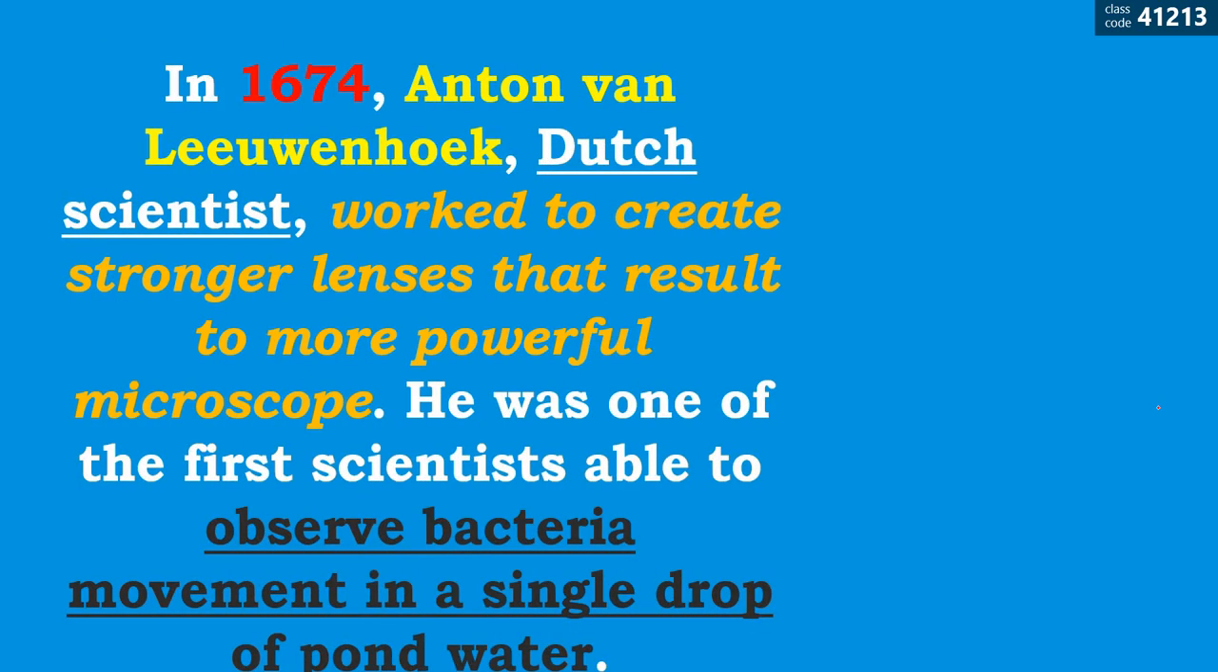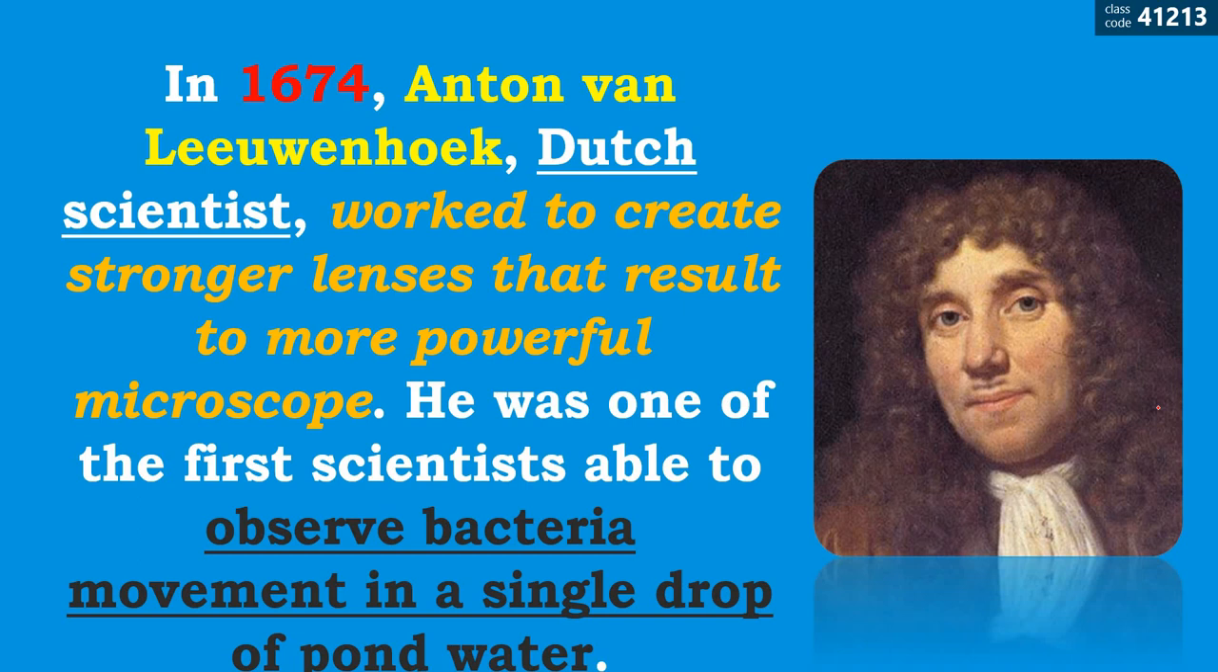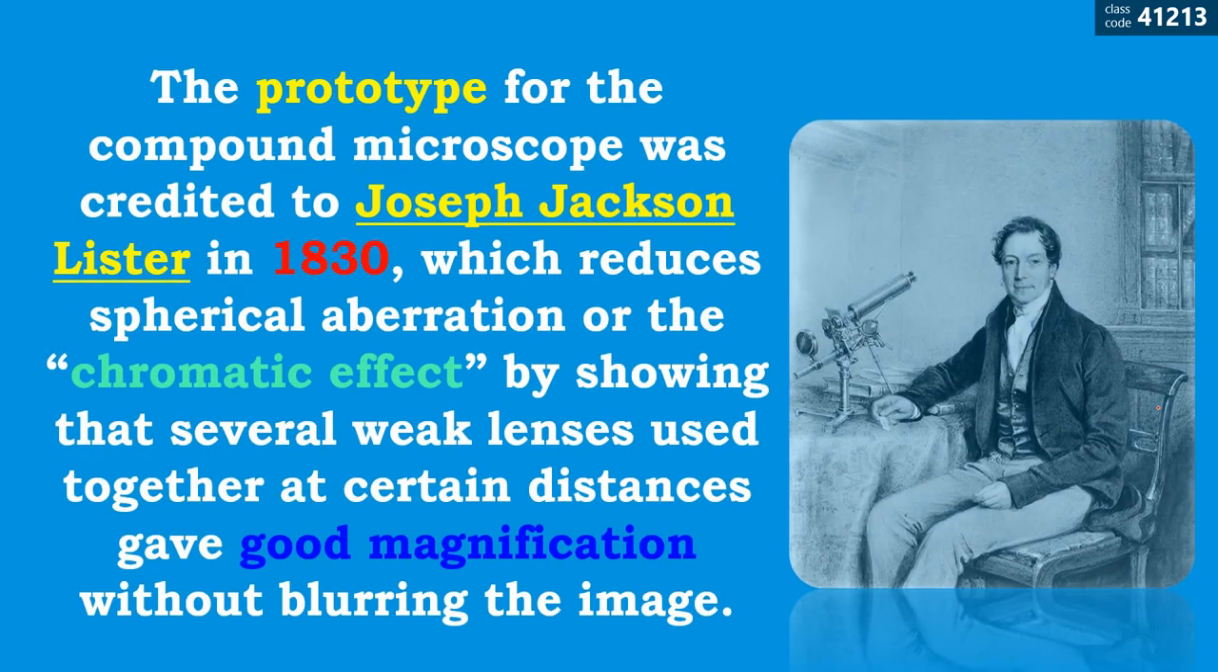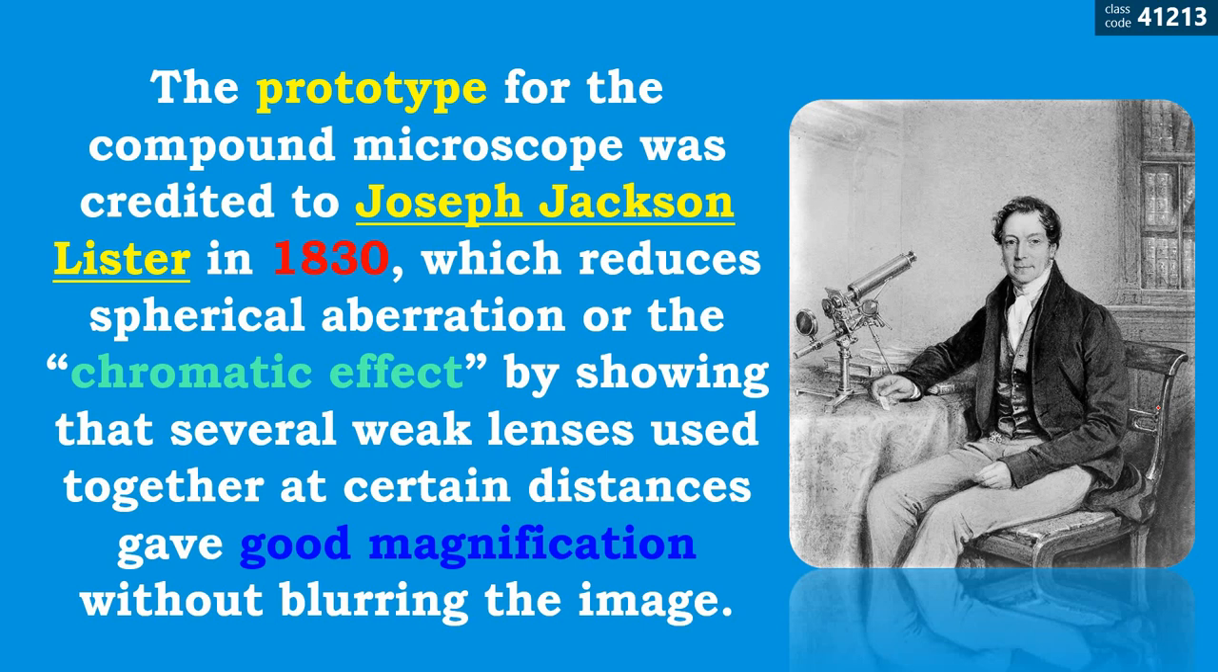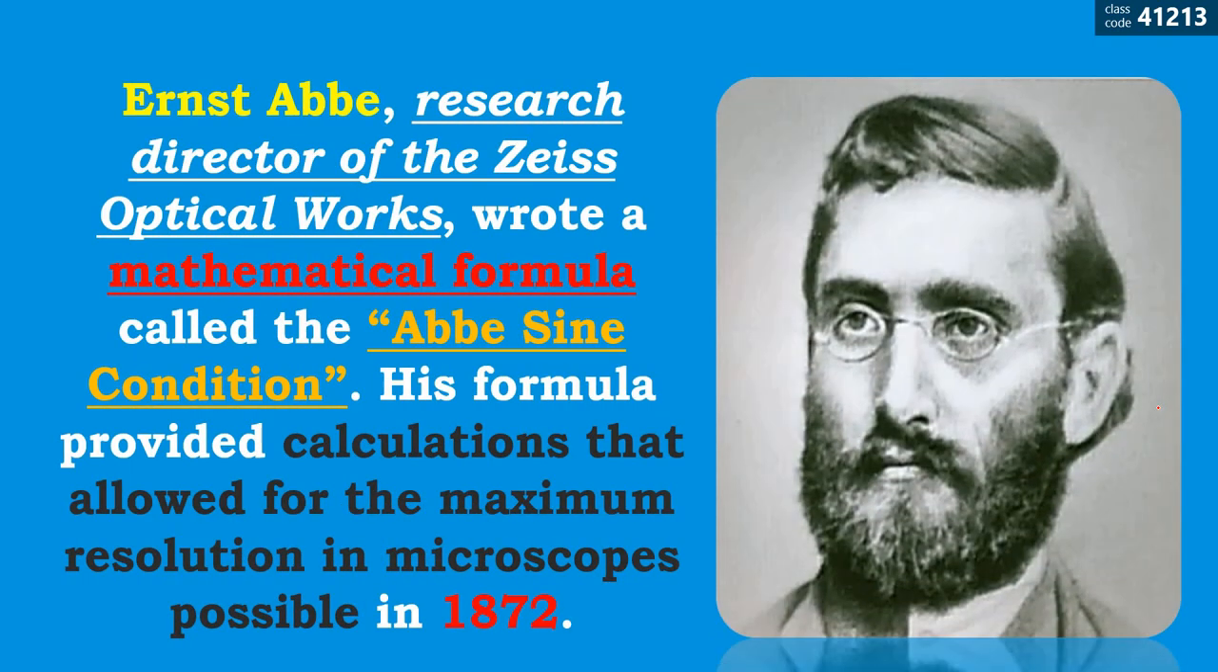In 1674, Anton van Leeuwenhoek worked to create stronger lenses that resulted in a more powerful microscope. He was one of the first scientists able to observe bacteria movement in a single drop of pond water. The prototype for the compound microscope was credited to Joseph Jackson Lister in 1830, which reduced spherical aberration or the chromatic effect by showing that several weak lenses used together at certain distances gave good magnification without blurring the image. And Ernst Abbe, research director of the Zeiss Optical Works, wrote a mathematical formula called the Abbe sine condition. His formula provided calculations that allowed for the maximum resolution in microscopes possible in the year 1872.